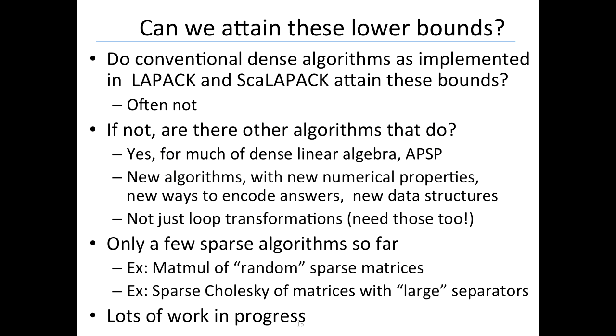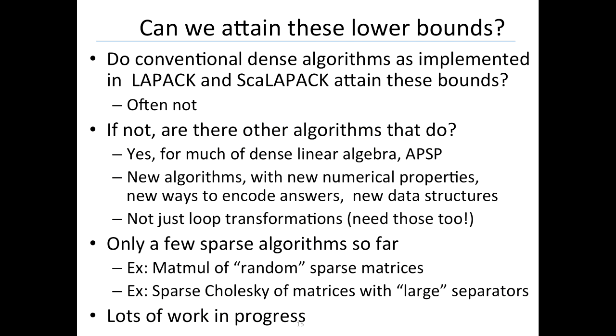So as I said, the first thing we do is look at the standard algorithms in the old versions of LAPACK and ScaLAPACK, and they typically did not attain these lower bounds. They did asymptotically more communication than necessary. And so what we and many others have been busy doing is inventing new algorithms that do attain these lower bounds. So what do I mean by new algorithm?